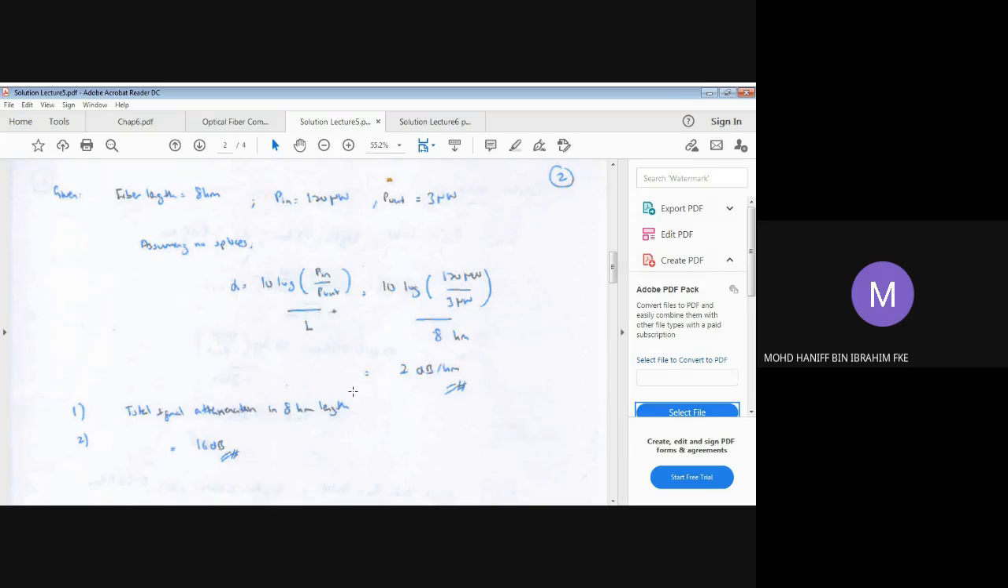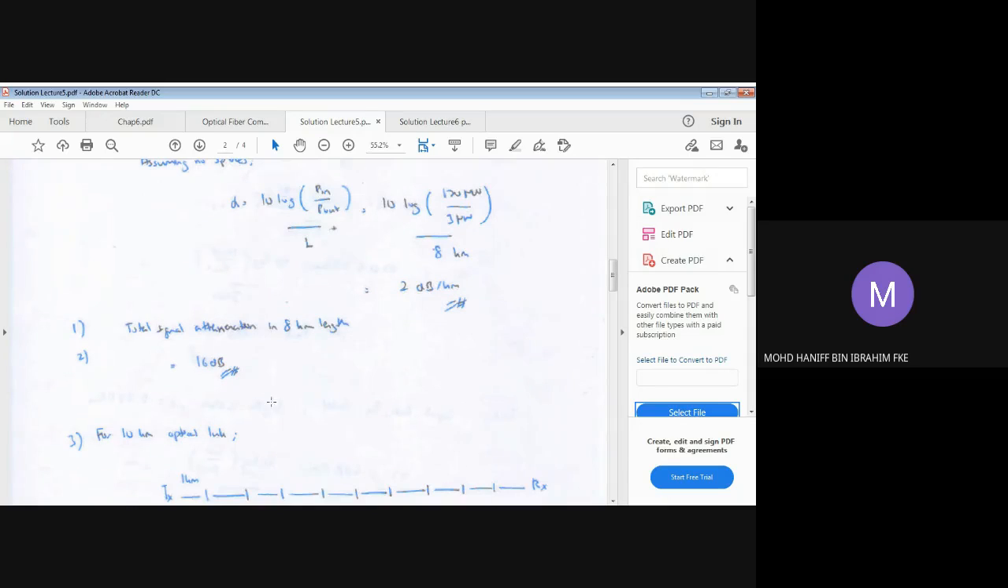In terms of total attenuation, since we have 8 kilometers of length, the total attenuation is simply 8 kilometers multiplied by alpha, which gives us 16 dB of attenuation. So for the 8 kilometer length of fiber without any splices, the total attenuation will be 16 dB. That is the total attenuation of the signal transmitted in this fiber optic structure.